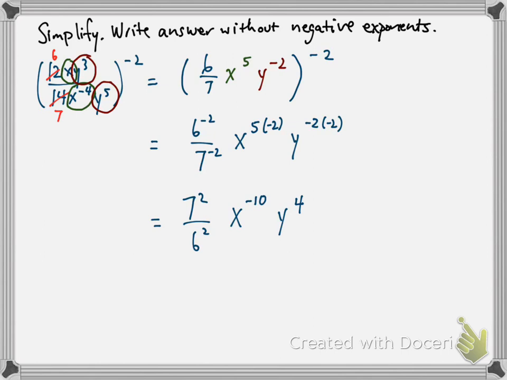And now I'm just going to combine these, write them as something over something. If the exponent is negative, I push it to the bottom. If the exponent is positive, I push it to the top. And then I simplify the arithmetic. So 7 squared is 49, and 6 squared is 36. Next, I have the y to the fourth on the top. Now x to the minus 10, since I have a negative exponent, I'm going to put an x to the 10 on the bottom.